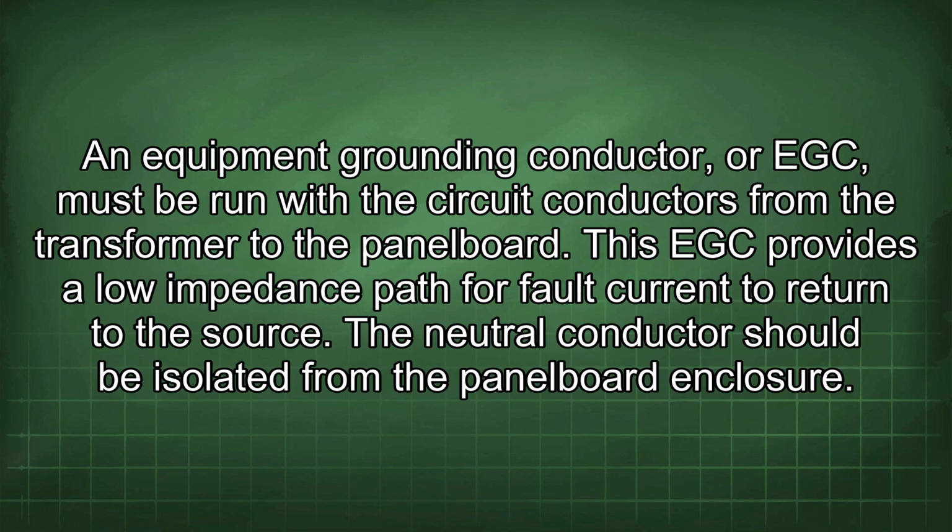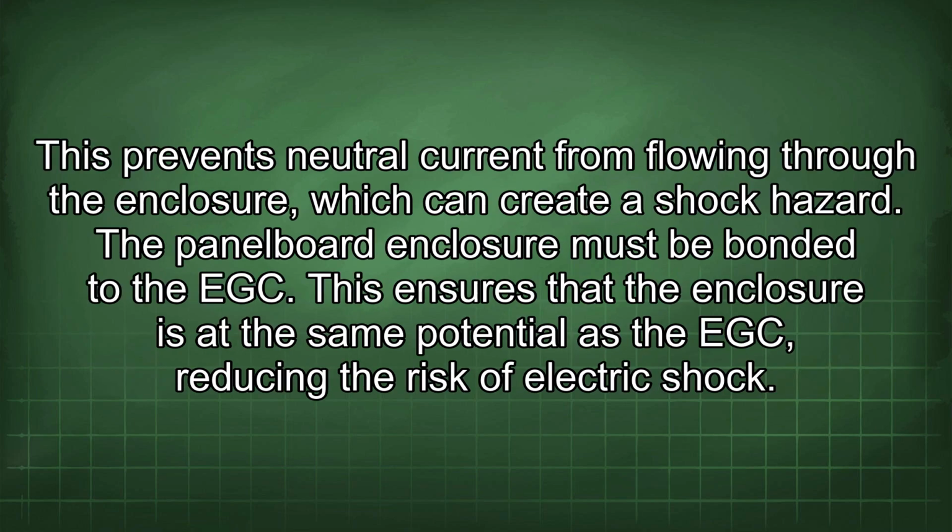The neutral conductor should be isolated from the panel board enclosure. This prevents neutral current from flowing through the enclosure, which can create a shock hazard. The panel board enclosure must be bonded to the EGC. This ensures that the enclosure is at the same potential as the EGC, reducing the risk of electric shock.